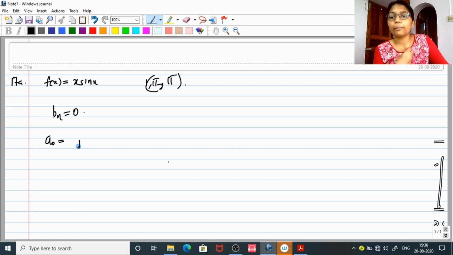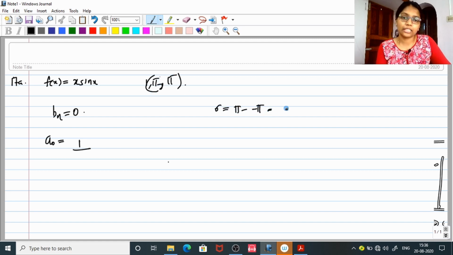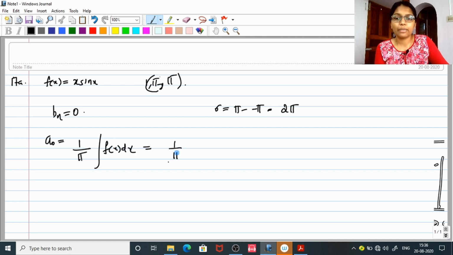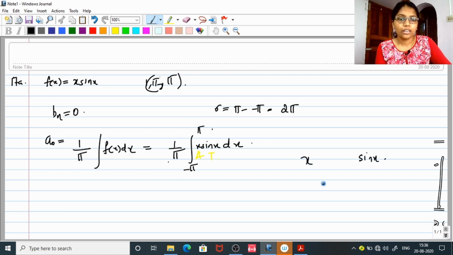A naught value is 1 by range divided by 2. What's the range value? It is pi minus minus pi, which is 2 pi, divided by 2 is pi. So a naught equals 1 by pi integral f of x dx, which is 1 by pi integral x sin x dx in the limits negative pi to pi. Here you can see that the function is algebra and trigonometry. So let us use the table method here, with x and sin x. The derivative of x is 1, the derivative of 1 is 0. Sin x has the integration negative cos x, and negative cos x has the integration negative sin x.